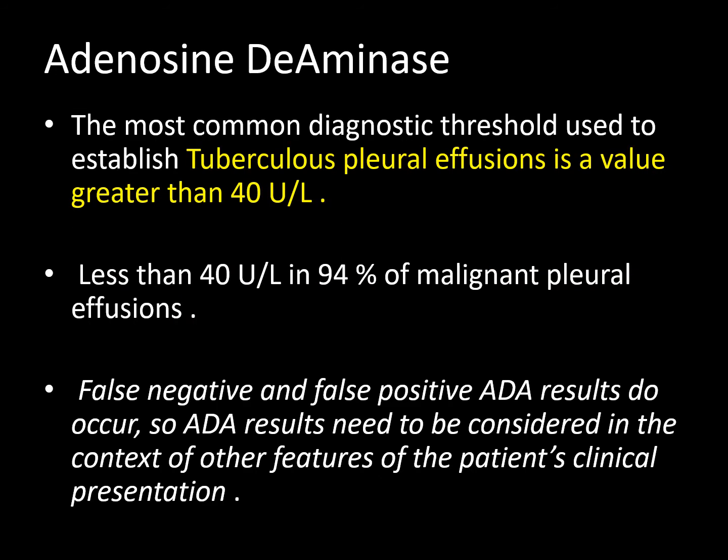ADA, a very popular test, is the most common diagnostic tool used for tuberculosis. The usual threshold is more than 40 international units. In cases of malignancy, almost 90 to 95% of the time ADA levels are less than 40 international units. False negative and false positive ADA results do occur, and that is pretty common. So the ADA results should be considered in the context of other features of the patient's clinical presentation. We should correlate it with the history and the patient's clinical progress.